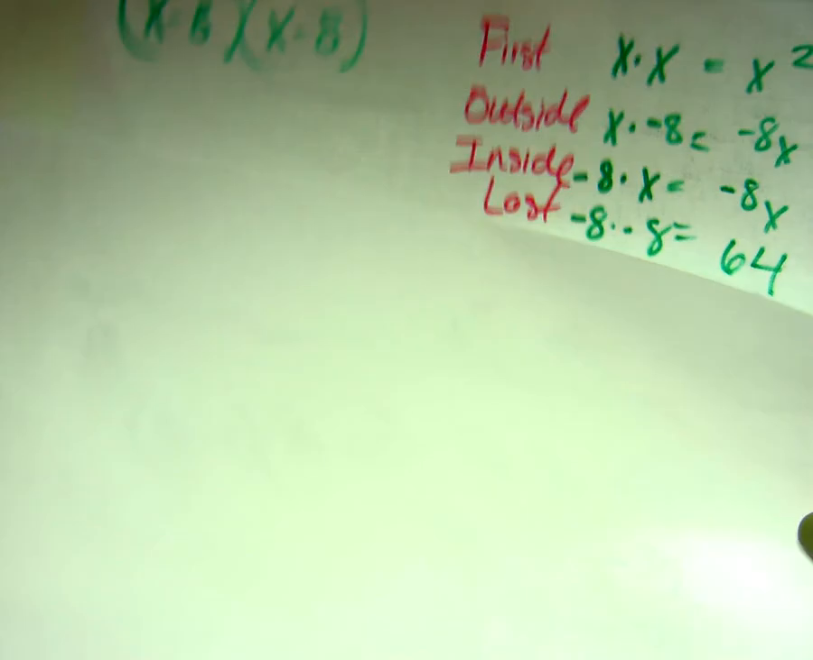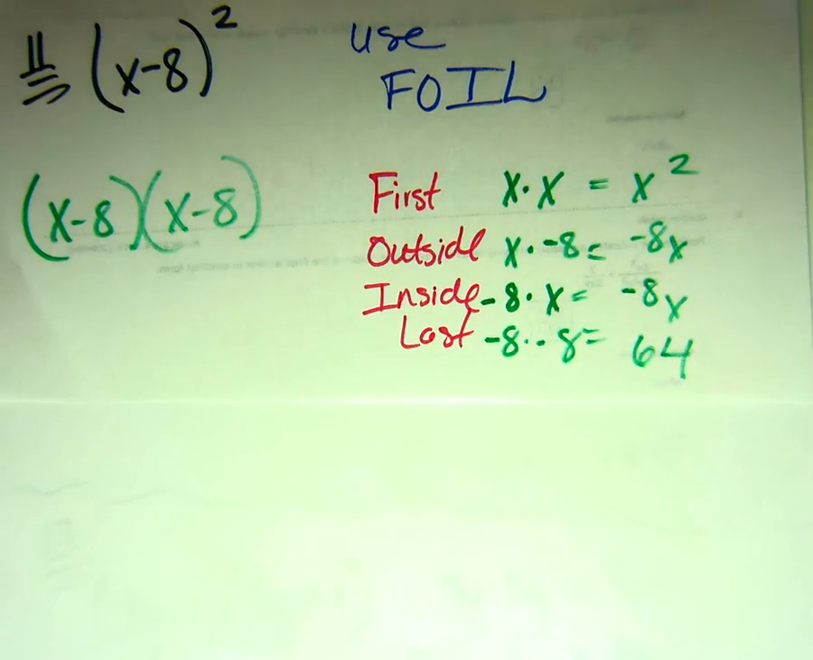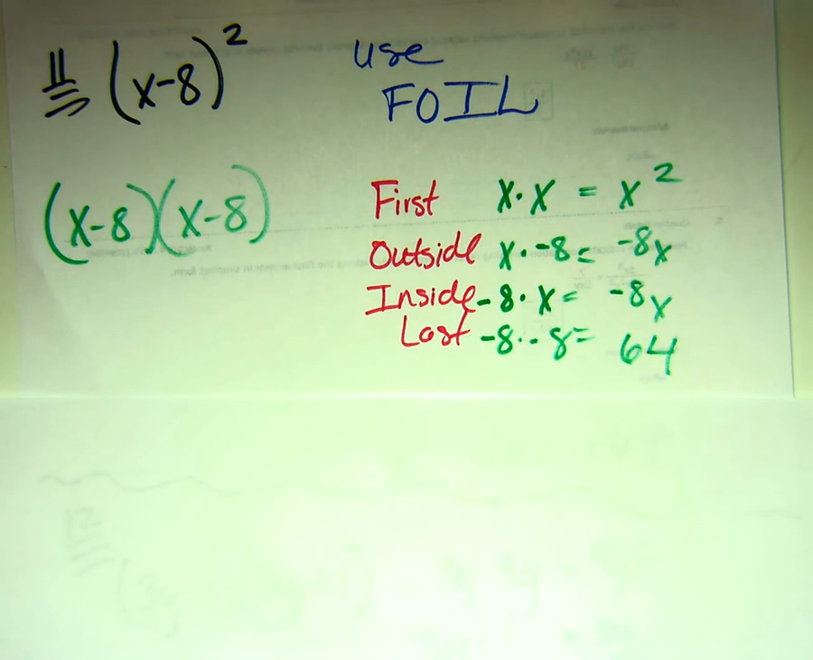Here's another example pertaining to FOIL. Please feel free to actually pause and write down the actual terms for this. Now this FOIL is a little bit different because now you have an exponent. So given you have x minus 8 squared. So what that means is not multiply it by 2, but multiply it to itself twice. So hence you see the x minus 8 written twice.